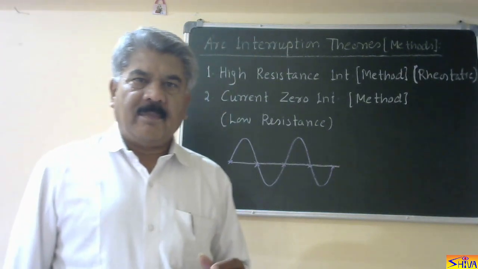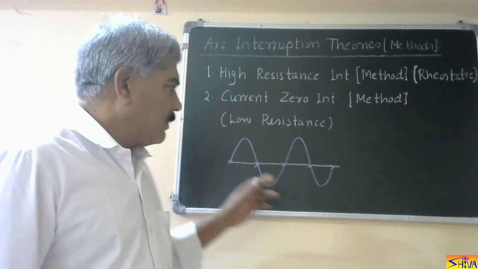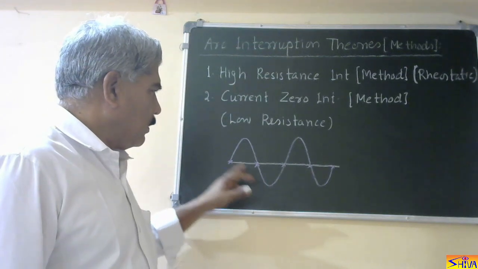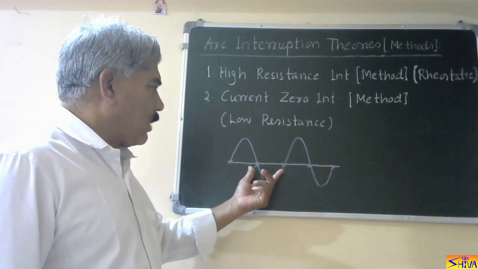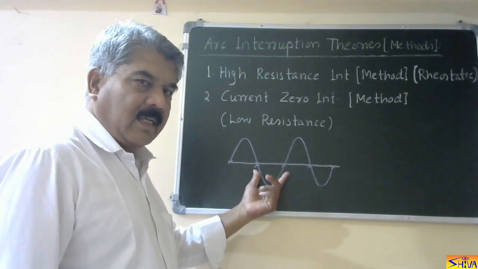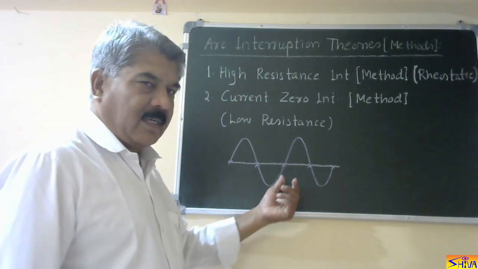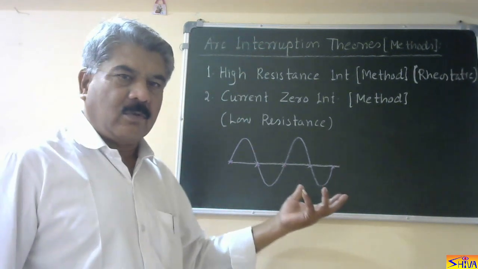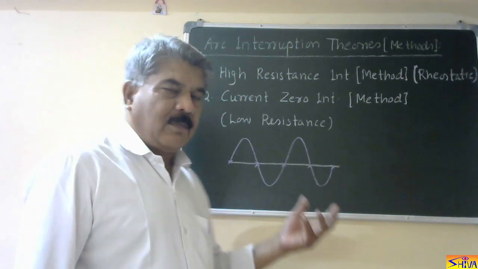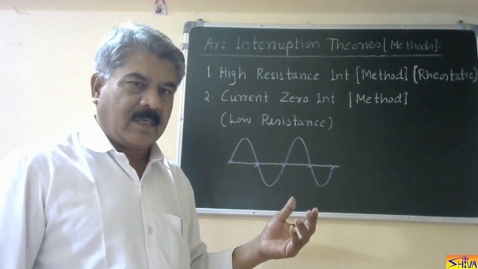In this method, arc is controlled in such a way that current becomes zero at the natural zero instant. So this is the current waveform. If you observe, there are two current zero instants in every cycle. So arc is controlled in such a way that at natural current zero, the arc interruption takes place, because here current is zero, so there is no question of arc. Now in this method, the energy dissipated is low. Therefore, this method is applied for high power circuit breakers.